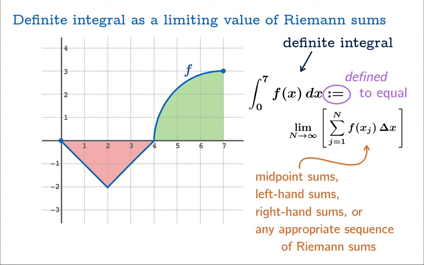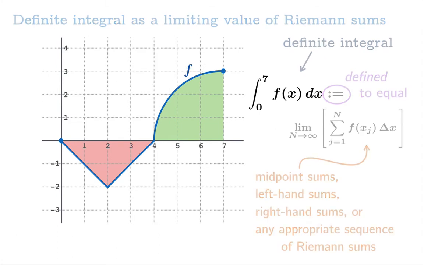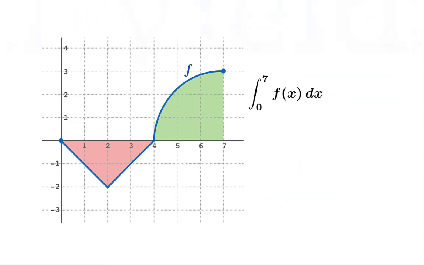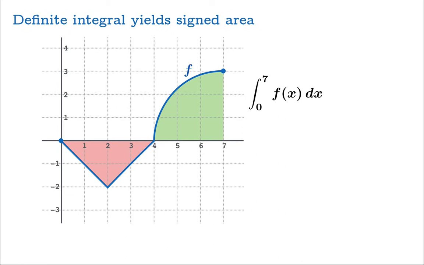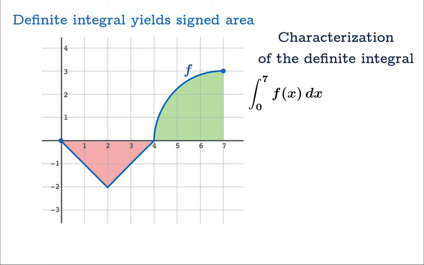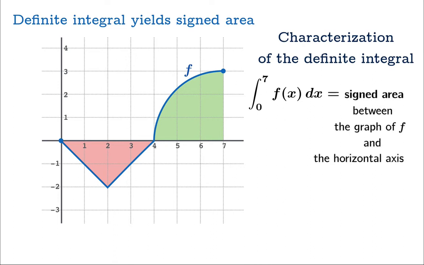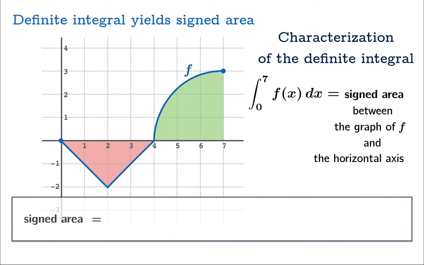And you have many options for these Riemann sums. They could be midpoint sums, left-hand sums, right-hand sums, or there are many other types of appropriate sequences of Riemann sums that allow you to calculate the integral as a limiting value of such sums. But here's what we're interested in this video. We want to remember that the definite integral yields signed area. So these function values, whether they're positive or negative, will contribute accordingly to the sum of the areas. The boxes that lie below are counted negatively. So in the end, this integral will actually measure signed area between the graph of f and the horizontal axis.